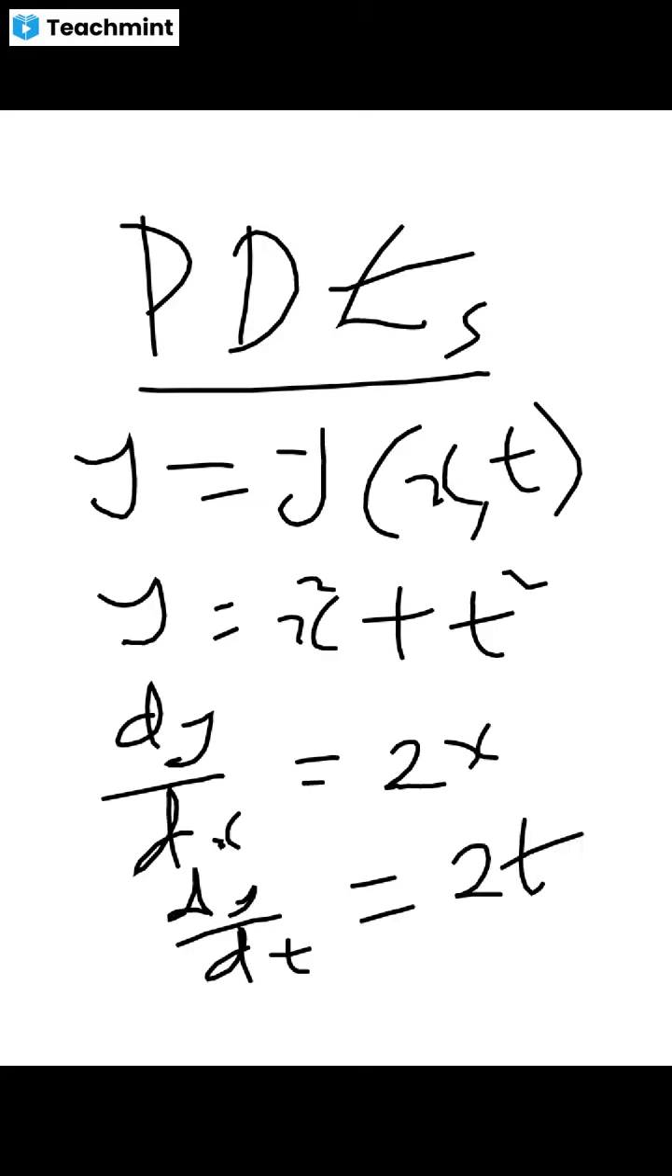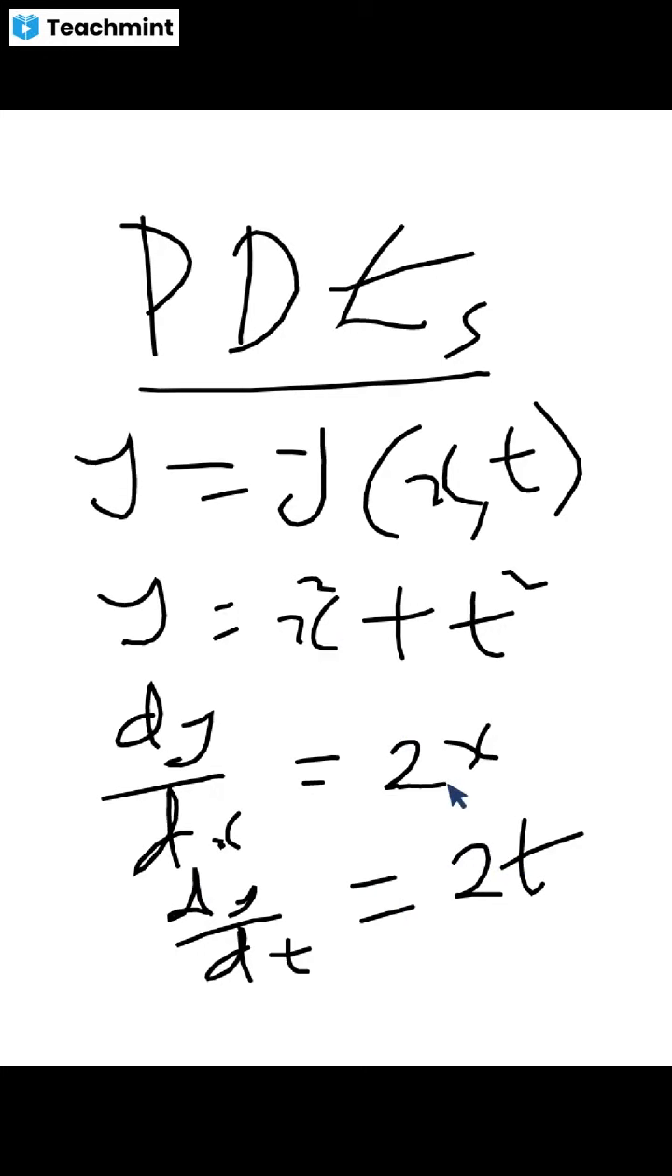So from this knowledge, we have been able to know the derivative of y with respect to x based on this expression we are given, and the derivative of y with respect to t based on this expression. So our dy dx is equal to 2x because we are treating t as a constant, and our dy dt is equal to 2t because we are treating x as a constant. Having known this, we can form a lot of partial differential equations from this knowledge that we have.